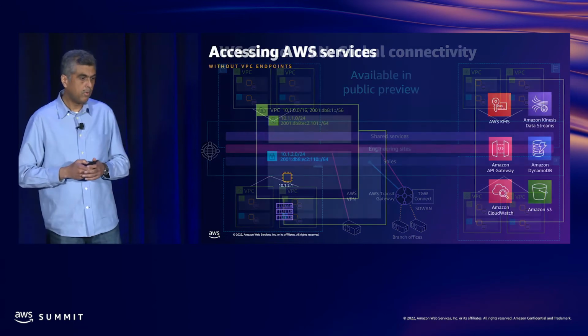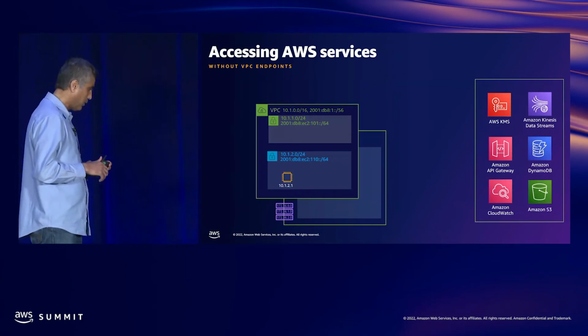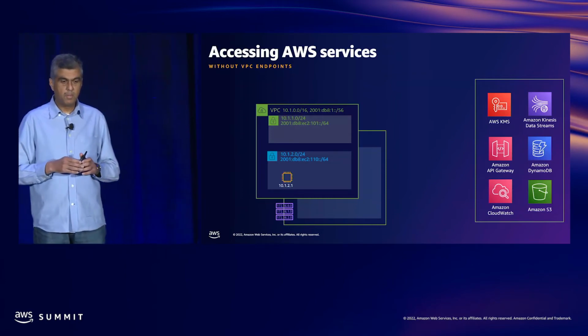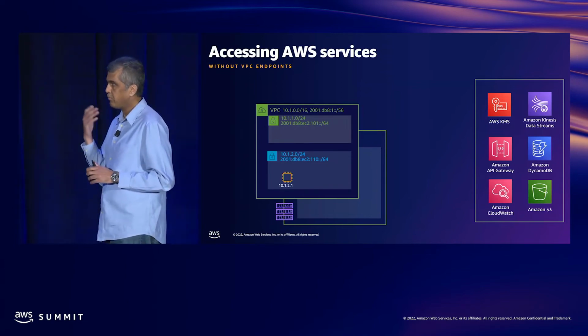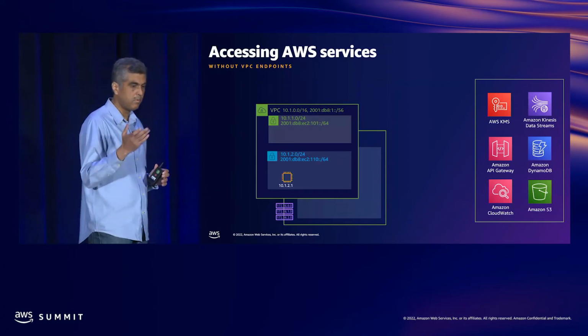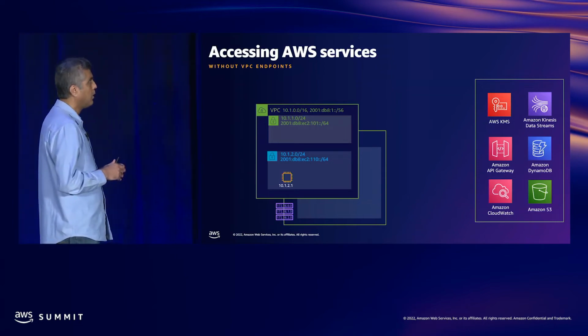Okay, so how do we now access other AWS services? We talked about global connectivity, single region, multi-region. There may be common use cases where you have resources running within your VPC that need to go and talk to other AWS services that live inside the region. This is just a sample example of a few here.